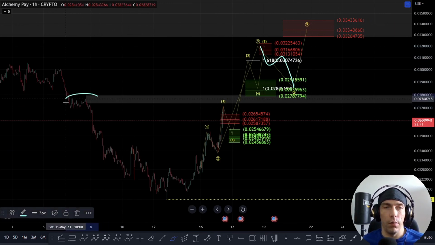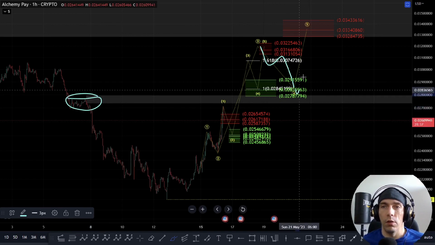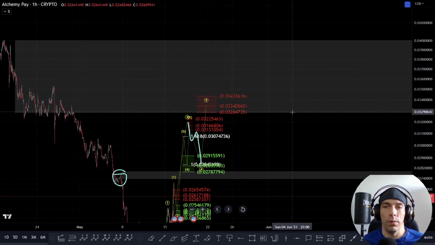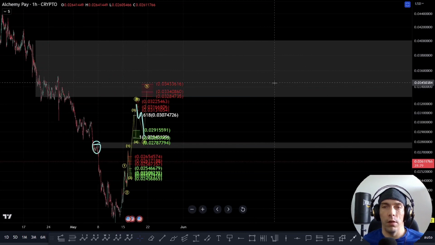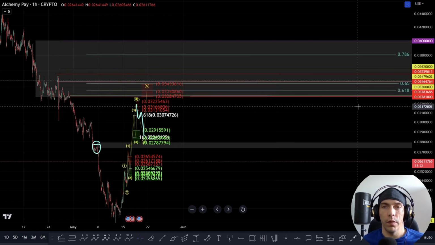And I'd be interested in seeing whether we settle back above this level here and then actually look to push up into this higher level, where we have a lot of confluence with certain zones. In this higher zone here, we have a couple of things, and I'm actually going to just turn them on so we can see them.